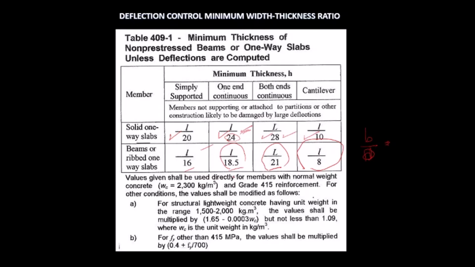And meron tayo dito ng other designation regarding the weight of concrete. And itong for our FY of 415 method is actually grade 60. Grade 60 yan eh. 60 KSM convert niya. Then we have to multiply that by 0.4 plus y over 7. Anyway, yung mga ganito, na mga dagdag na ganito, kailangan kapag nag-design ka na medyo kabisado nito.